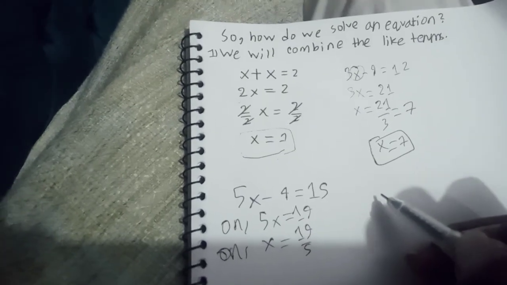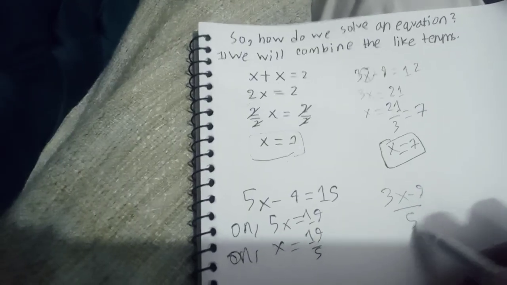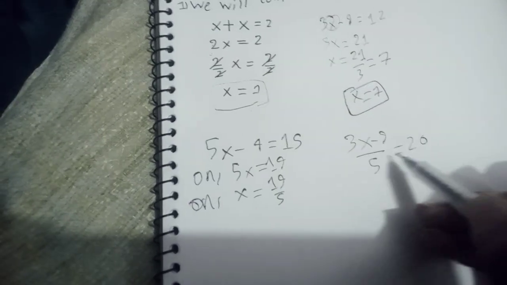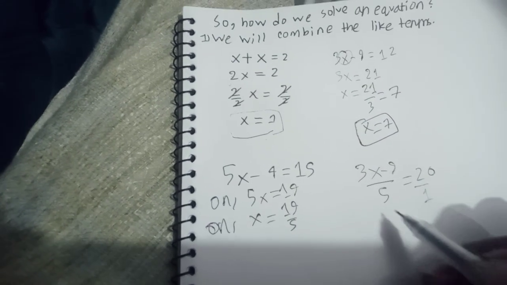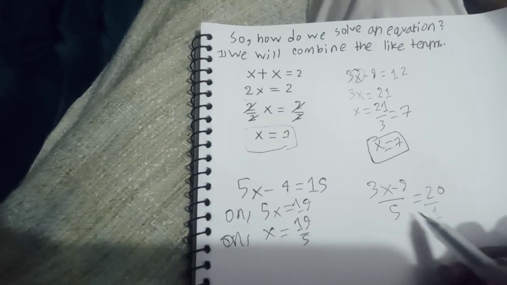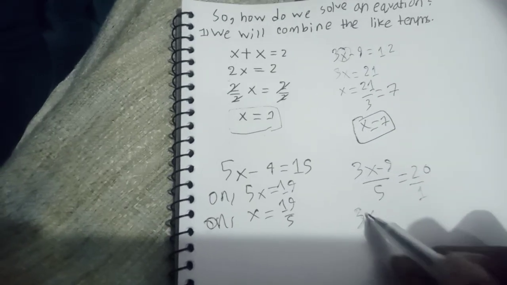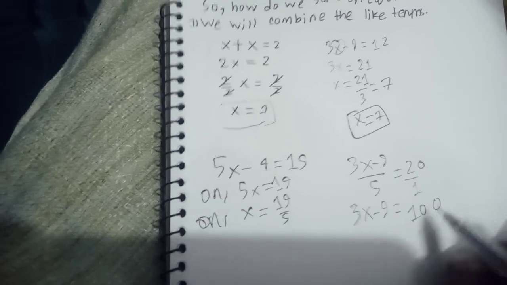Now I'm going to give you a harder one. What about the one with fractions? 3x minus 9, a whole, divided by 5 equals 20. What do we do here? Well, we'll just multiply. I'm sure you know cross multiplication. So we will multiply 5 times 20 and 1 times 3x minus 9. 1 times 3x minus 9 is just 3x minus 9. 5 times 20 is just 100.